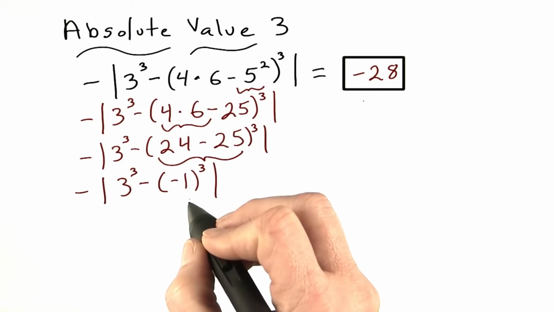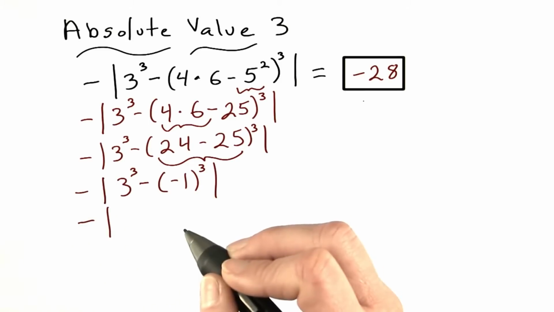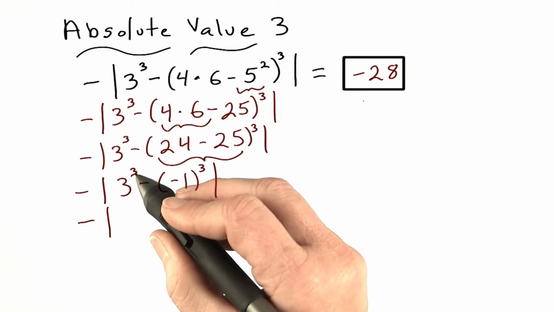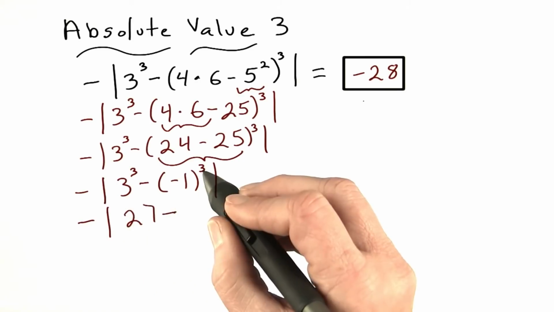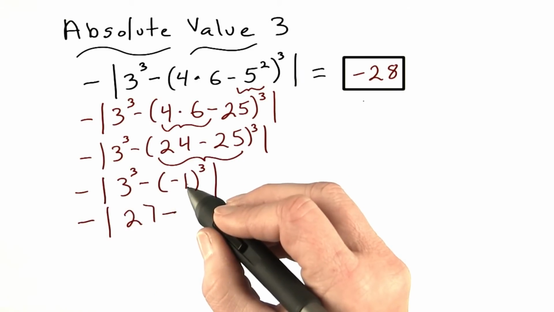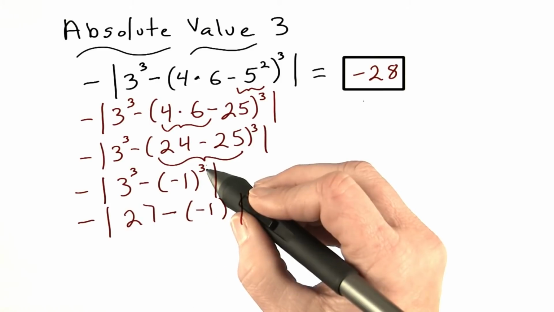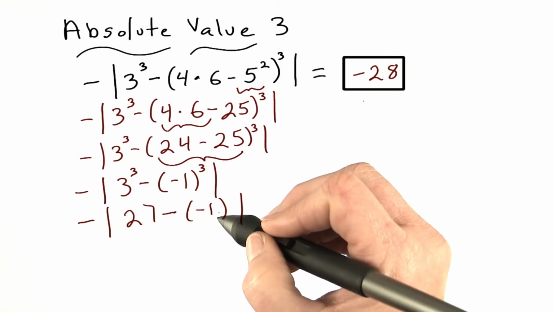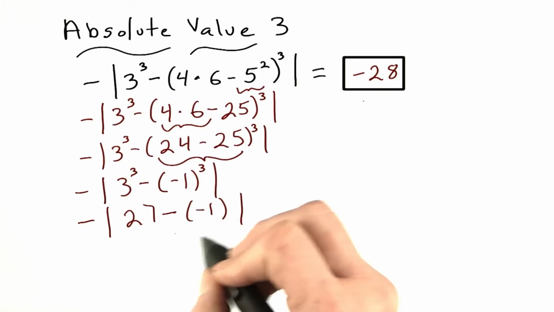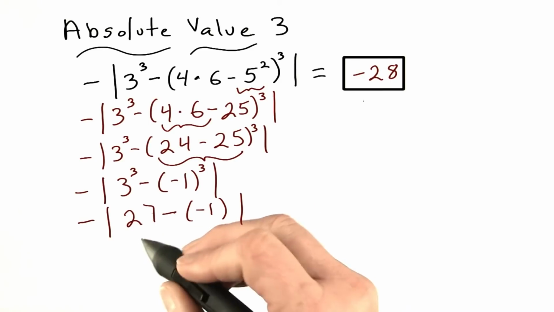Now I can perform the operations inside the absolute value. And I can evaluate my exponents first. So I have the negative absolute value of 3 cubed is 3 times 3 times 3, which is 27. And then we have negative 1 cubed, which is negative 1 times negative 1 times negative 1, which is negative 1. Or you could also remember that a negative number raised to an odd power would give me a negative result. Now we only have one operation left inside of the absolute value, which is 27 minus negative 1.